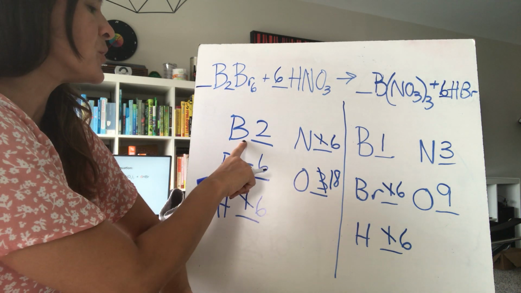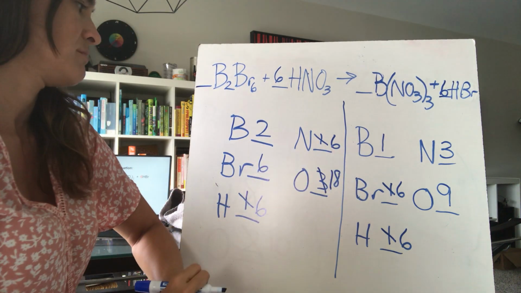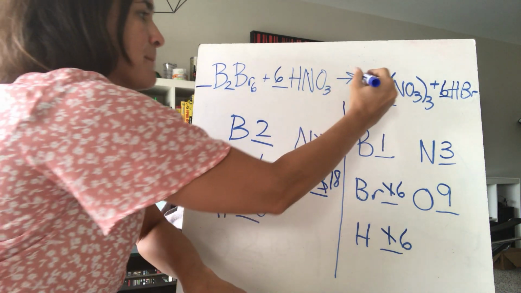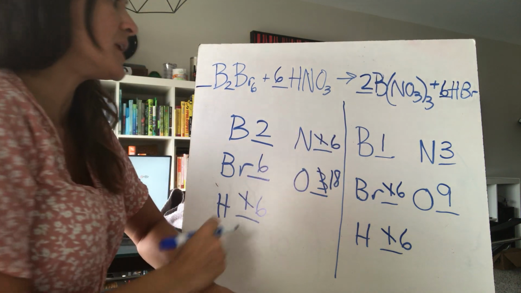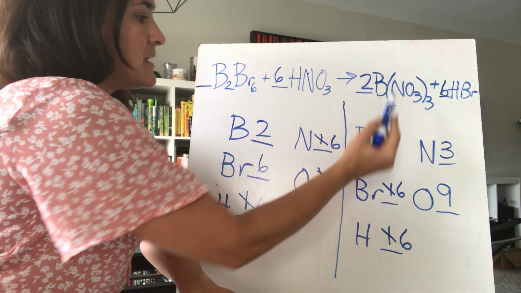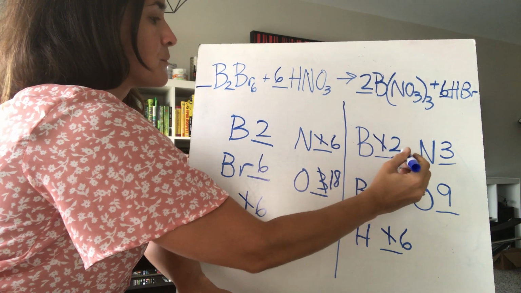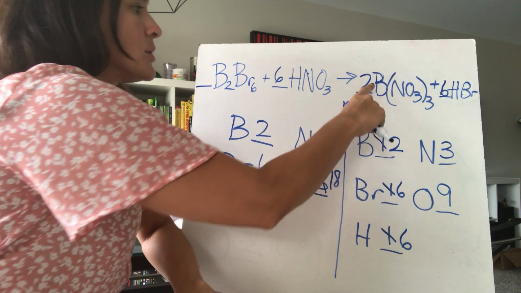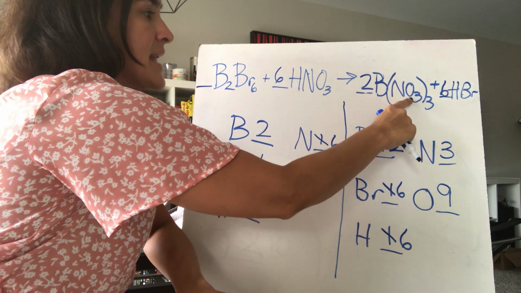We have 2 borons still and only 1 over here. Let's see if by putting a 2 here, we get to even everything out. 2 times B is 2. It also affects the N and the O.